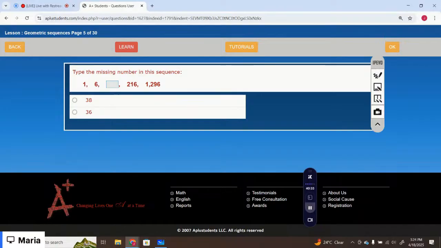Type the missing number in the sequence. So which number is missing? The missing number is 36. Option number 2 is the correct option.